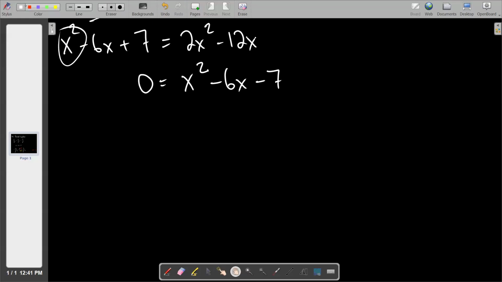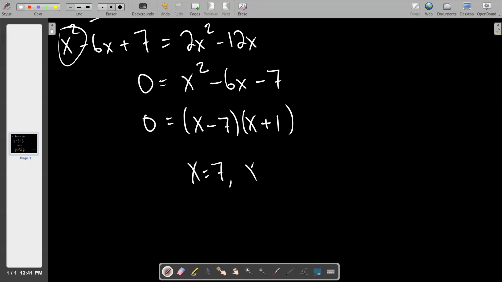What does it factor down into? X minus 7, x plus 1. So what are my x values? 7 and -1. And so again, let's just do our due diligence, take those numbers. And again, I'll come back to you and let you know if I find a reason to say we have to do more than this.